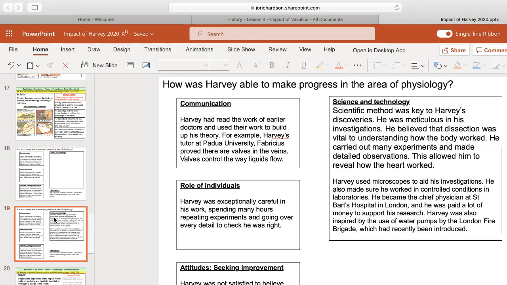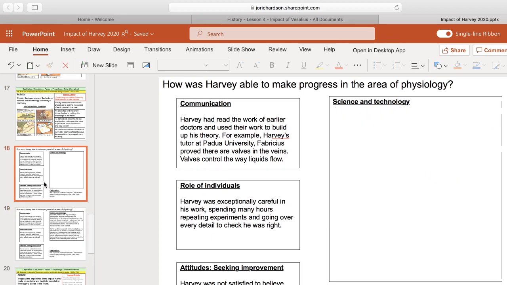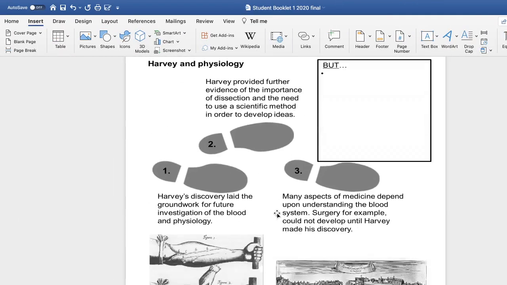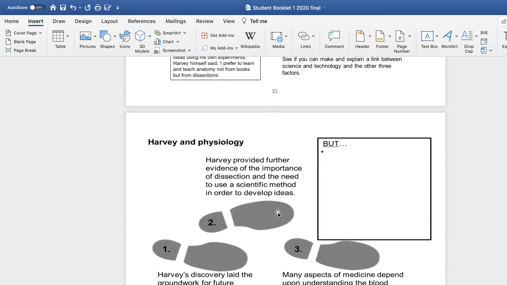So obviously think in the context of Harvey. You can think about the idea of what equipment could you have used. What is available to you in the world of the Renaissance? So think back to your previous lessons. Remember, we're looking at microscopes. And try to understand how he's able to make progress in that area. Now, like I said, it's quite a quick lesson. So lastly, you just have to do the box on why his progress could be limited.